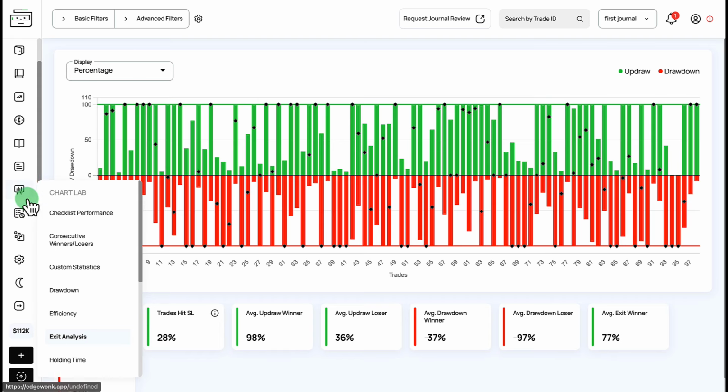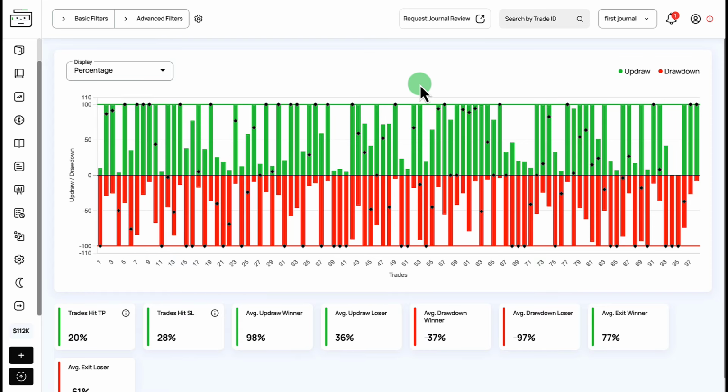When you open your chart lab, you find it here under exit analysis, and it brings you to this chart. There's a lot going on here, so let's focus on the individual data points and explore this step by step.